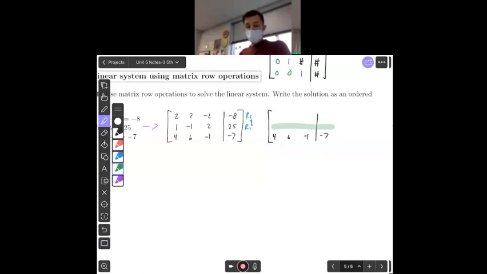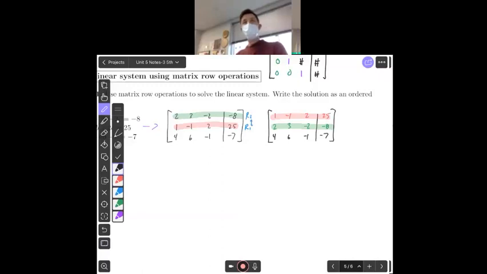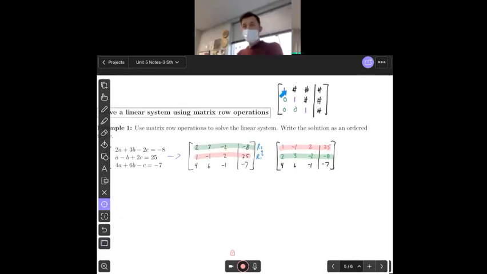I need my new row 2. So I'm going to make sure I grab row 1, get that written over there correctly. That's 2, 3, -2, -8. And I need my new row 1. It's my old row 2. Make sure I get that written over there correctly, which is 1, -1, 2, 5. So first goal met. Right? We got a 1 in the top left corner.